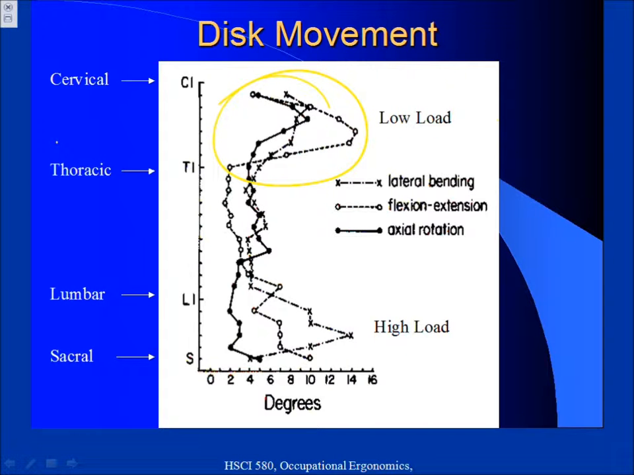Look at the thoracic area. These are the degrees of movement right here. Look at how little movement there is. And then look at the lumbar area, right? The difference is in the cervical area, you can do this, but it's a lower load. Why? It's only supporting 12, 13 pounds of mass, right?